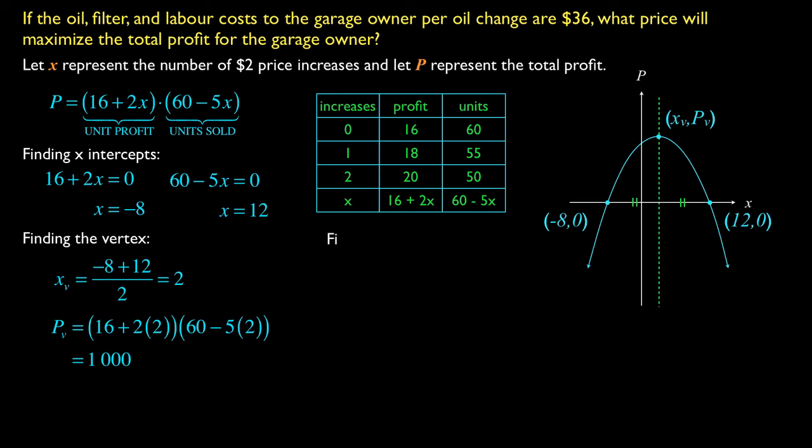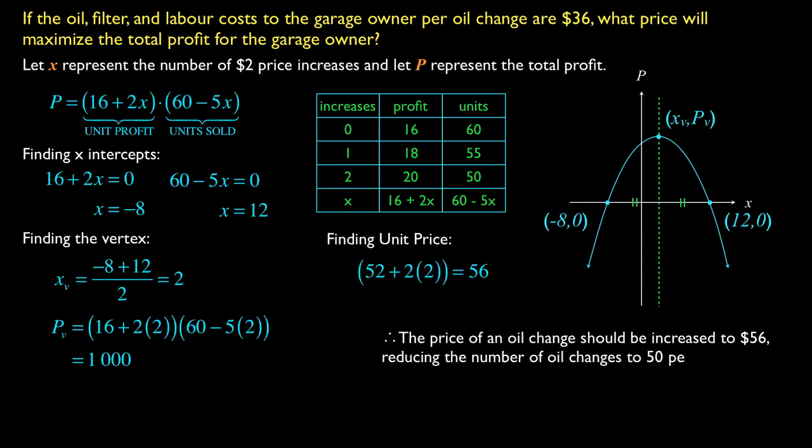So at that point, if we want to determine the unit price, or what the garage owner should charge for an oil change, we look at 52 plus 2 times 2, which is 56. In other words, the price of an oil change should be increased to $56, reducing the number of oil changes to 50 per week, and maximizing the profit at $1,000.